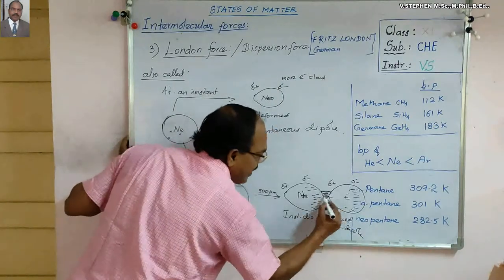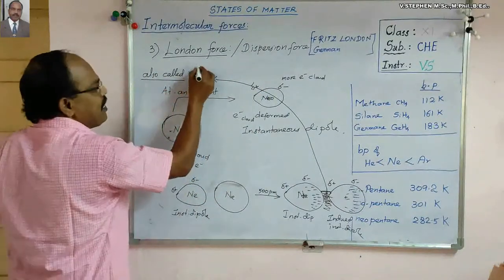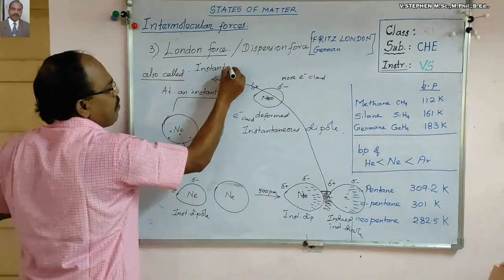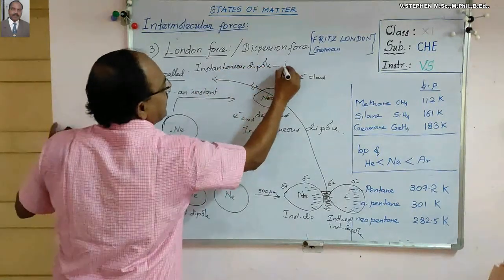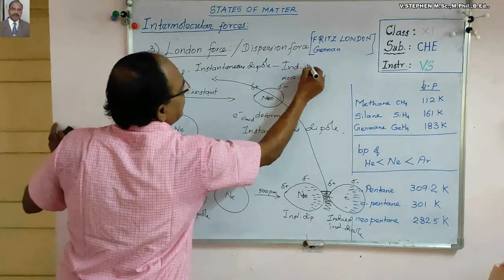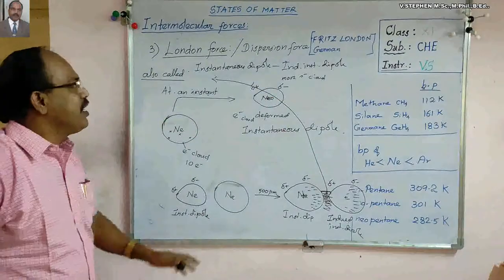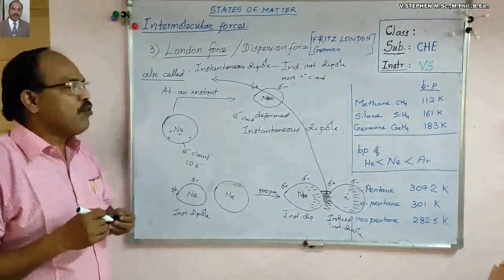Okay, so now what is this attraction called? This attraction has another name. What is that? The instantaneous dipole is attracting the induced instantaneous dipole. So this London force can also be called the instantaneous dipole, induced instantaneous dipole force.